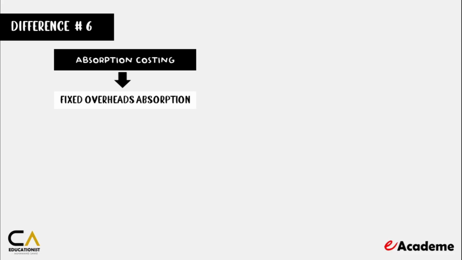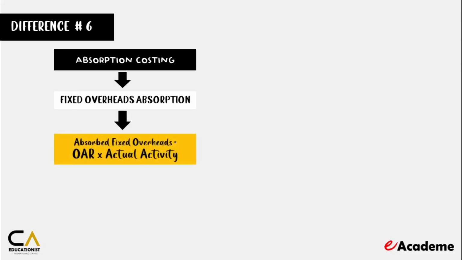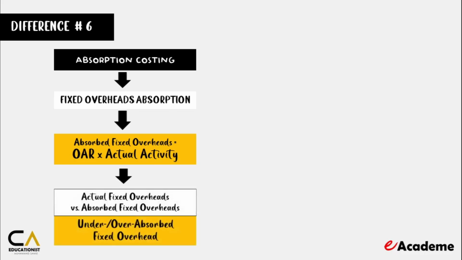The last important difference is that the concept of fixed overhead absorption prevails in absorption costing system, under which fixed overheads are constantly absorbed into cost units as they are produced based on predetermined or estimated overhead absorption rate. Once the period lapses, actual fixed overheads are compared with absorbed fixed overheads, and the differential is booked as underabsorbed or overabsorbed fixed overheads.